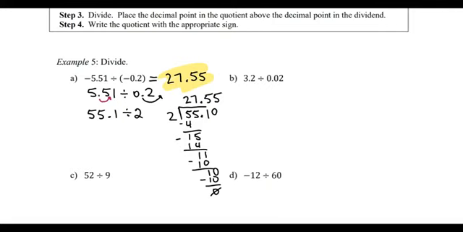All right, so let's go ahead and look at part B. In part B, you have 3.2 divided by 0.02. All right, so I'm going to start with both positive numbers, so I don't need to worry about the sign. Now I'm going to look at the second number. I need to make it a whole number by moving the decimal twice, 1, 2. So now I'm going to be dividing by 2.